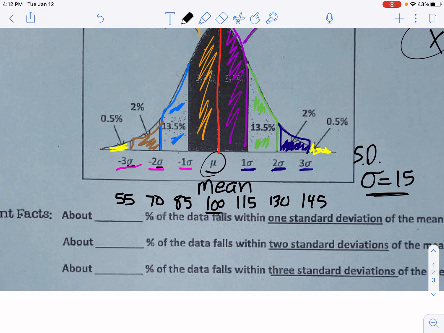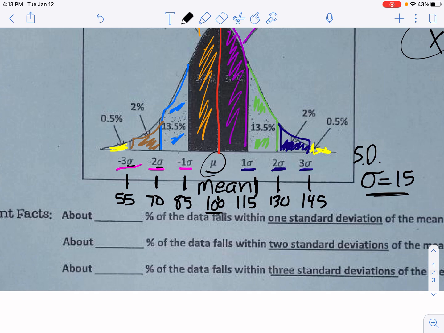So if I add 15, 100 plus 15 is 115. 115 plus 15 is 130, plus 15 is 145. Then if I go in the other direction and I subtract 15, 100 minus 15 is 85, and so on, okay? So that would be a good example of how a normal distribution is spread out, okay?